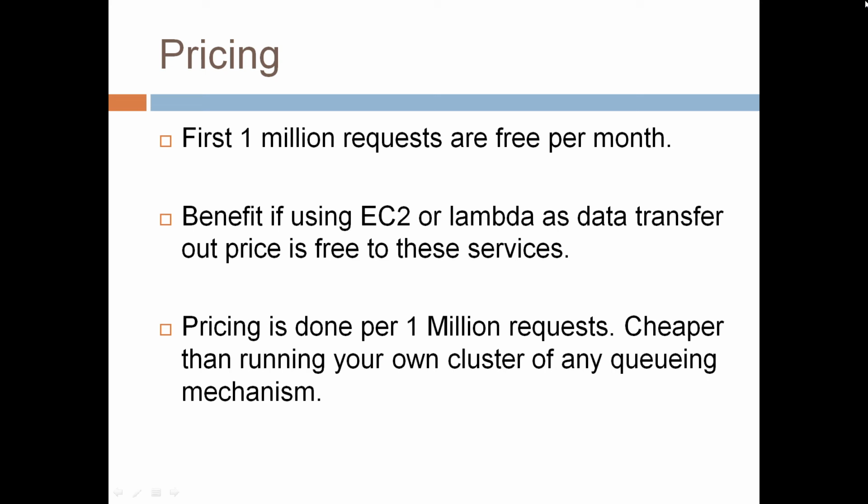Pricing is actually done per 1 million requests. Pricing differs region by region. For example, for US East it is $0.40, billed per 1 million requests. So it's very cheap, way cheaper than if you had used your own Kafka, ActiveMQ, RabbitMQ or some other messaging queue system.